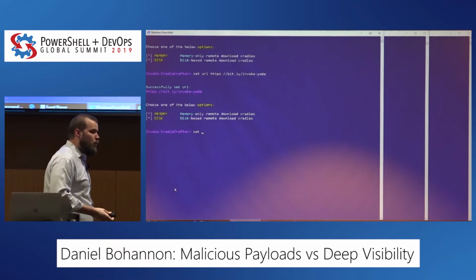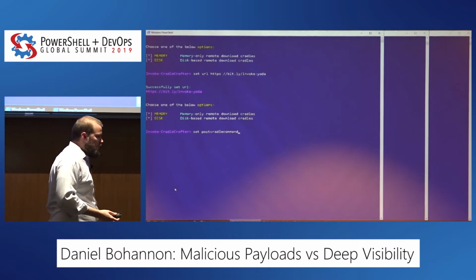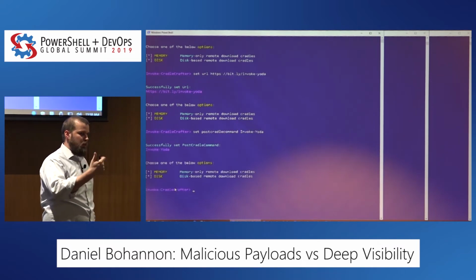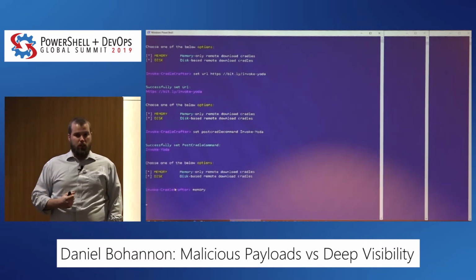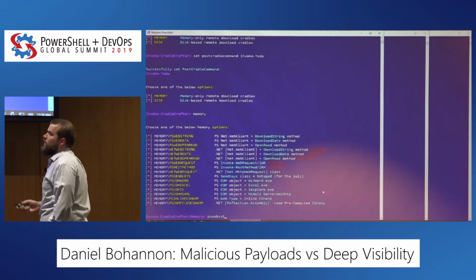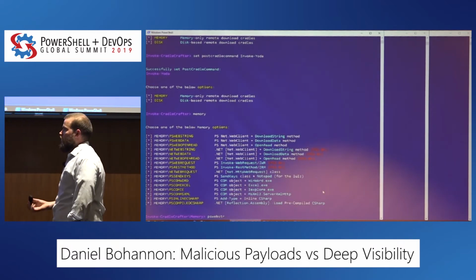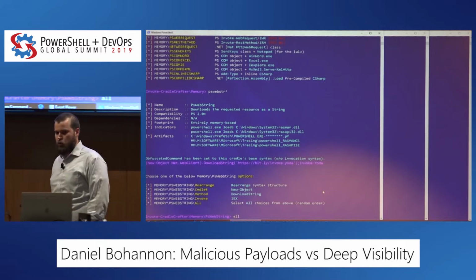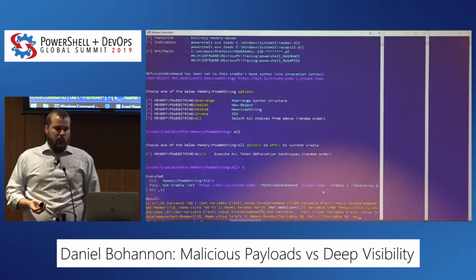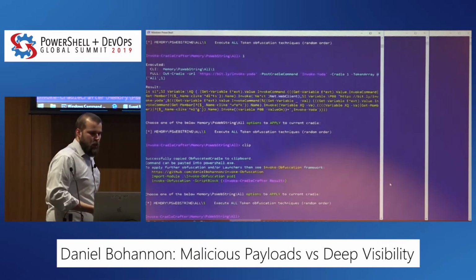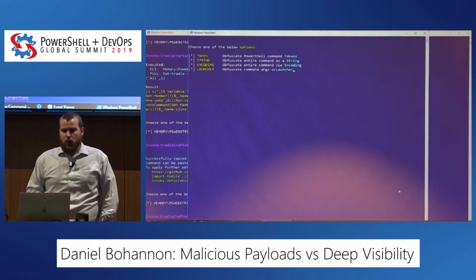So the first one is Invoke-CradleCrafter. Just throw in a URL, which is going to be our bit.ly link, which resolves to the Pastebin link. Then we're going to throw in the post command cradle, which is Invoke-Yoda. Then we're going to get nice options of memory-based download cradles and disk-based. So we'll choose memory. We'll go into the first one and just say, yeah, randomly screw all this stuff up with some substitution obfuscation. Copy that to the clipboard.